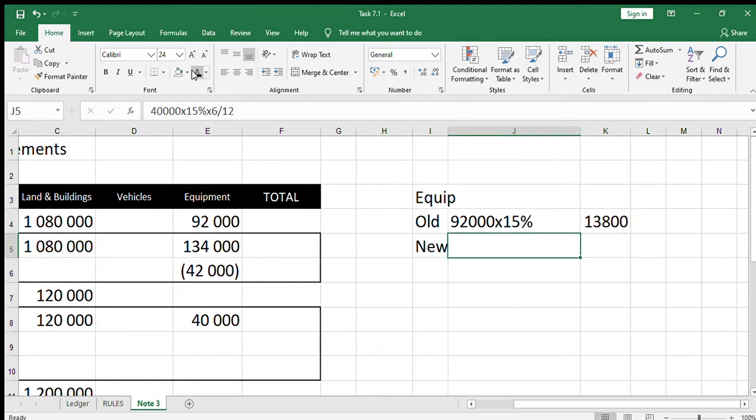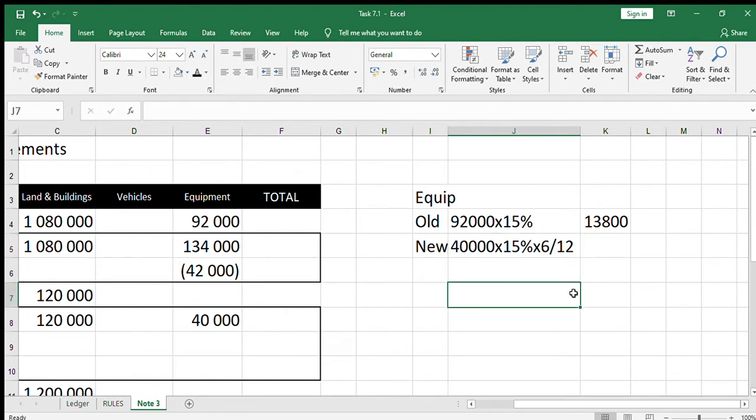For the new equipment, the cost price is 40,000. There is no accumulated depreciation on it. We're going to multiply it by 15% and by 6 months over 12 months. Remember 6 months over 12 months because the new equipment was bought on 31st August. The number of months from 31st August until 28th February is 6. So we work that out and get our answer of 16,800.